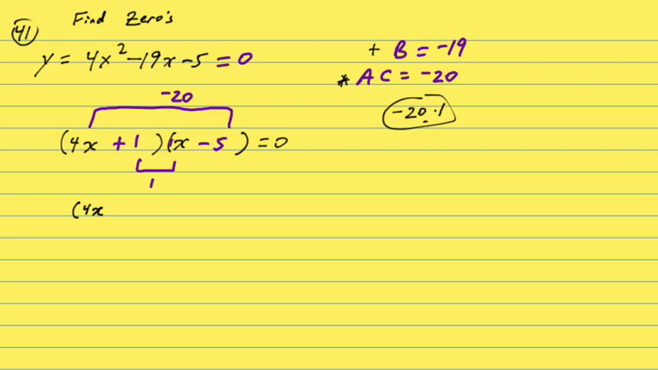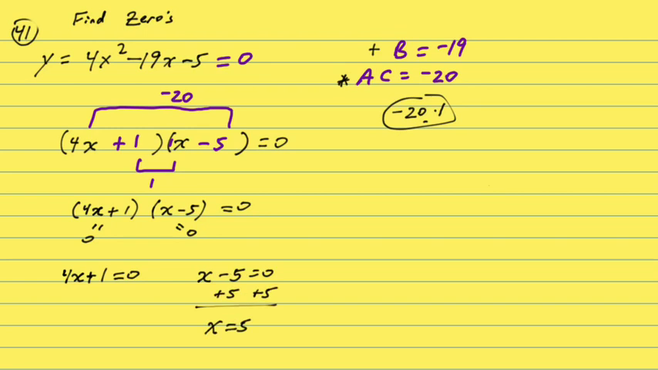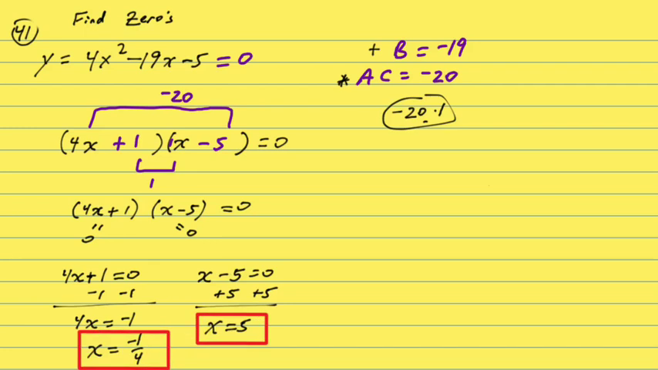So what I'm going to do is take each of these factors and make them each individually equal 0. So 4x plus 1 equals 0, or x minus 5 equals 0. If you simply add 5, you'll have one of your answers. If you subtract 1 to isolate the variable, divide by 4 to isolate the variable, you would have negative 1/4. So we should have two answers here.